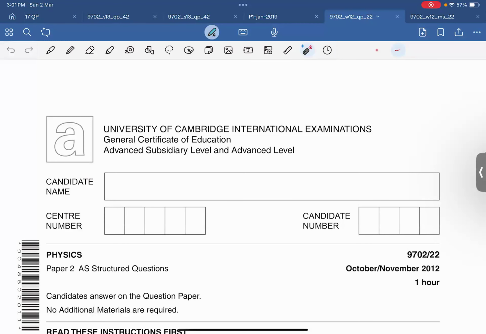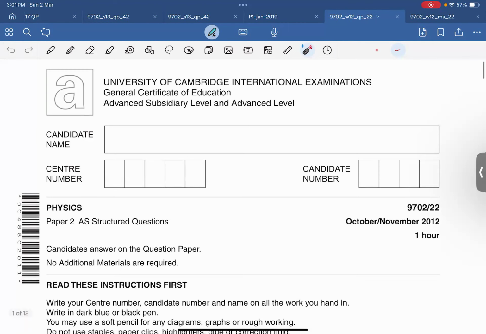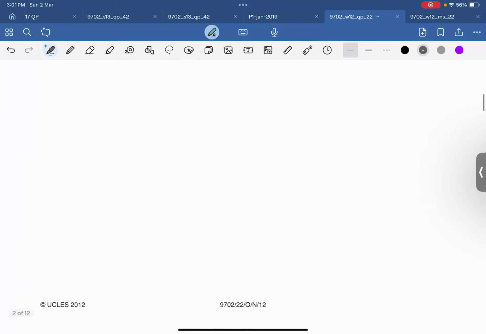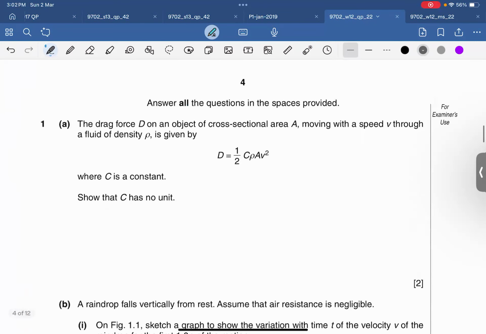Okay, so this is the paper of 2012 November 22, and I am the one doing the paper, right? Okay, Ajay ji, please. Gulmina, please read the question.